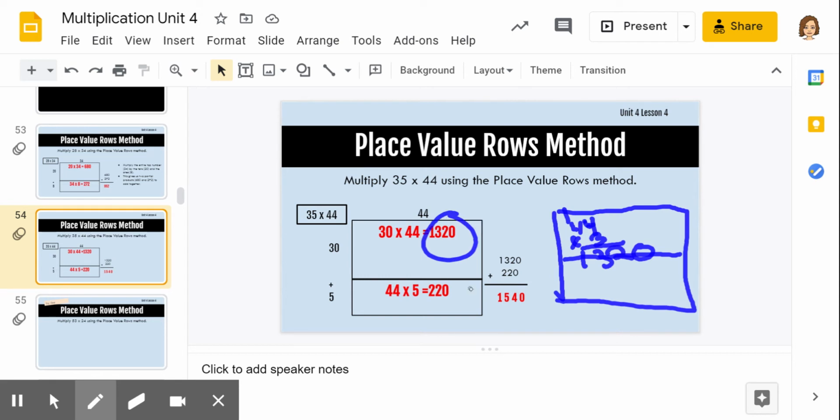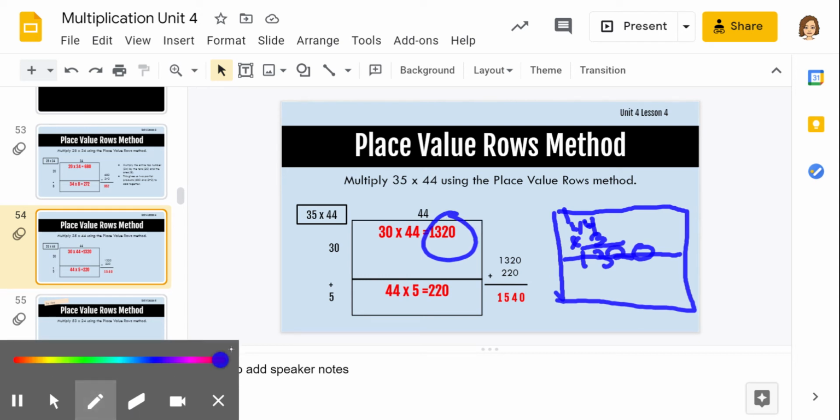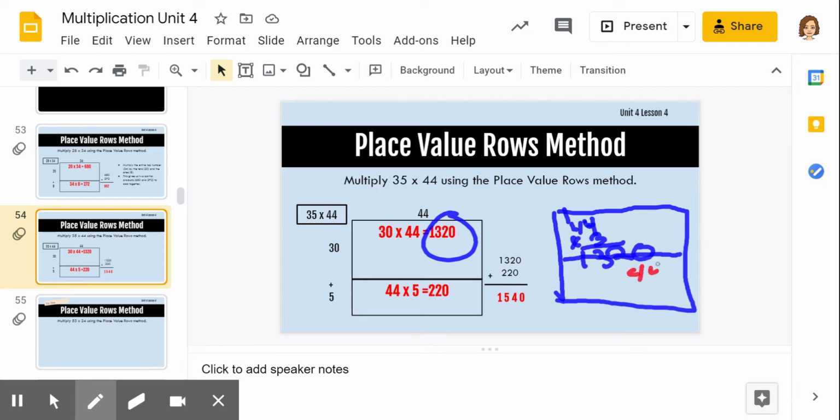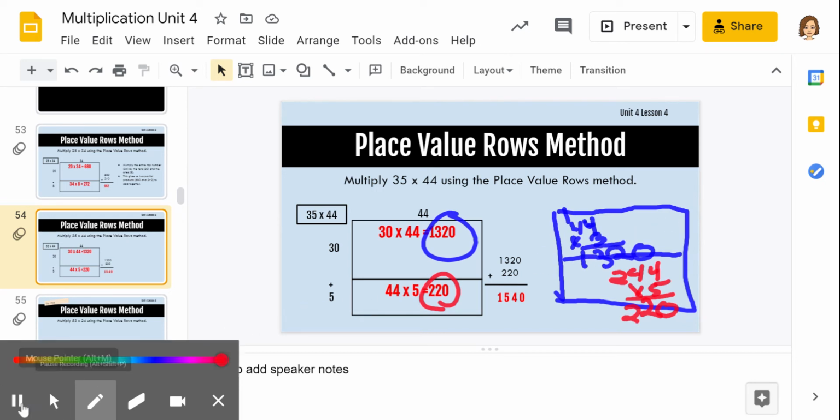And then I did 44 times 5. Let me change color so you can see it better. So 44 times 5. 4 times 5 is 20. Carry my 2. 4 times 5 is 20, plus 2 is 22. That gave me my 220. And then I just lined up my numbers in the right place value and then added them up. Okay, that's how you do the place value rows method. I think it's faster than the place value sections method because you have two fewer sections to do, and I think it's way faster.